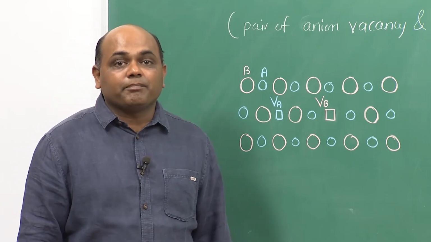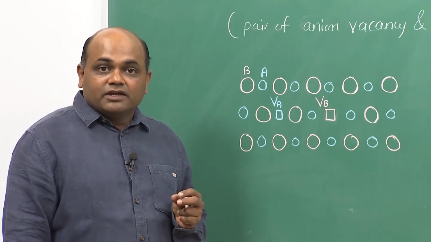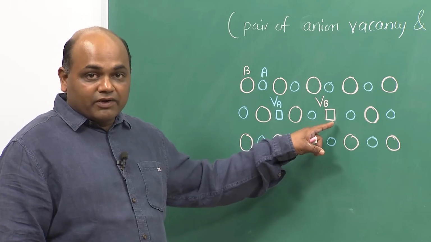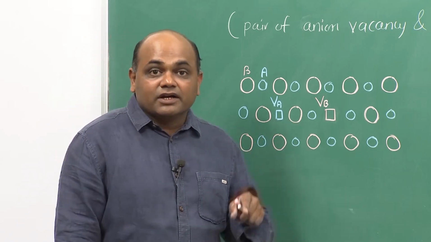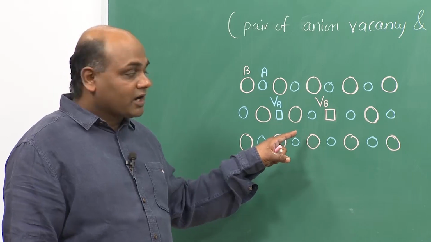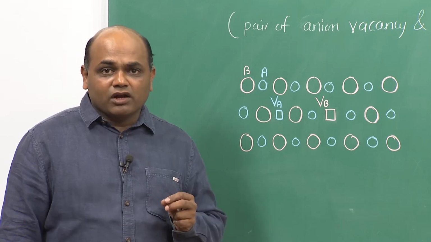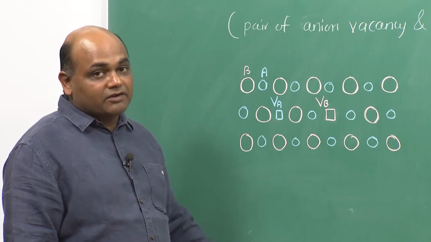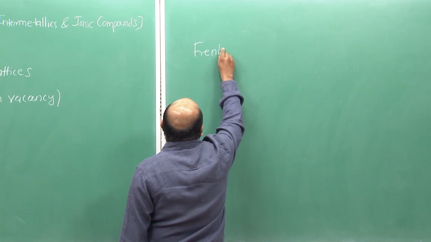So, in an ionic compound, the smaller ion can fit into the interstices. So, the energy required to form the anion vacancy may be larger than the energy required to form a cation interstitial, and so a cation interstitial will accompany a cationic vacancy. The cations are usually small, and so you will see cation interstitial and cation vacancy pairs, and this is called a Frenkel defect.